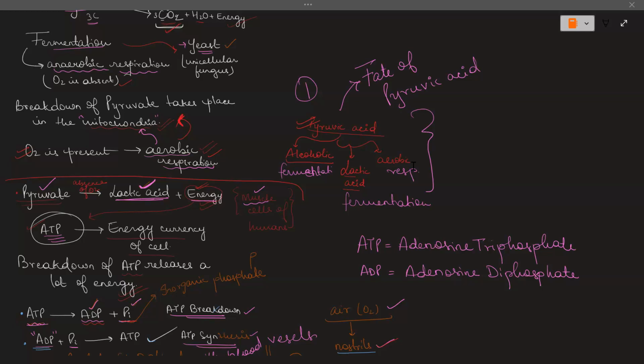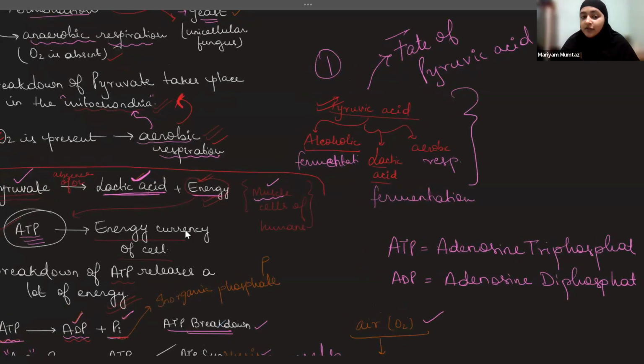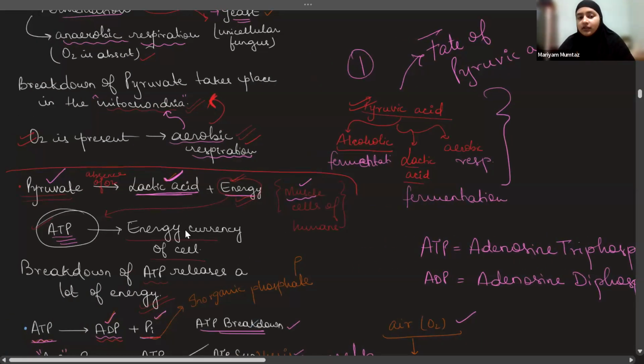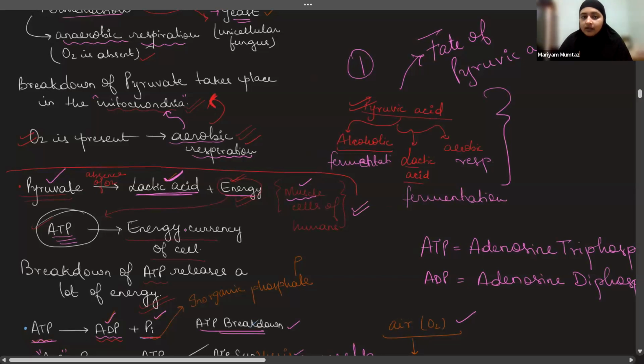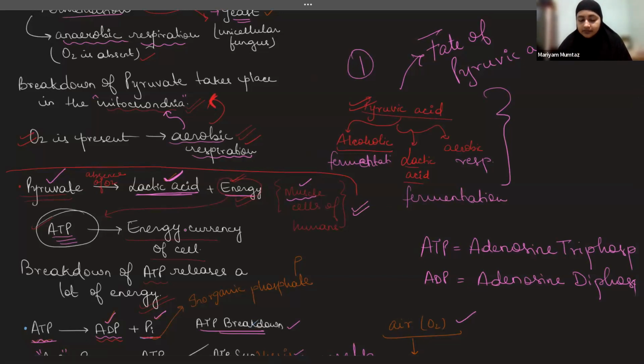Ma'am, why have you specified muscle cells of humans? Yes, I have specified muscle cells of humans because this lactic acid fermentation takes place there only. It does not take place elsewhere. The best example for where it takes place is this. Okay, ma'am. Thank you.